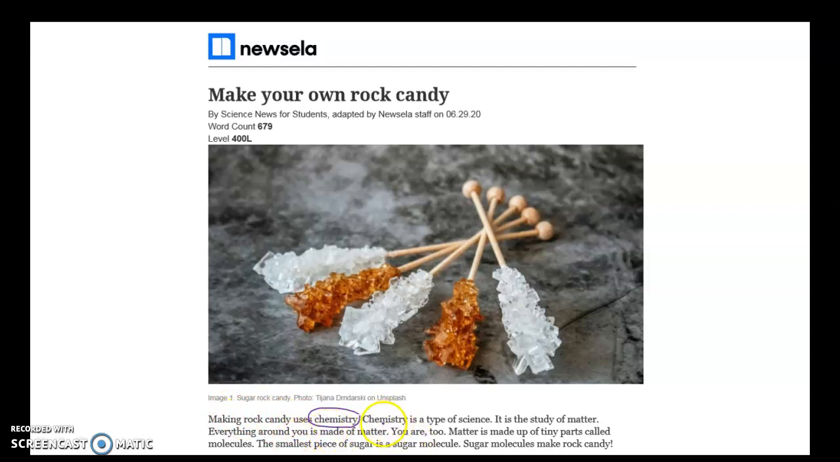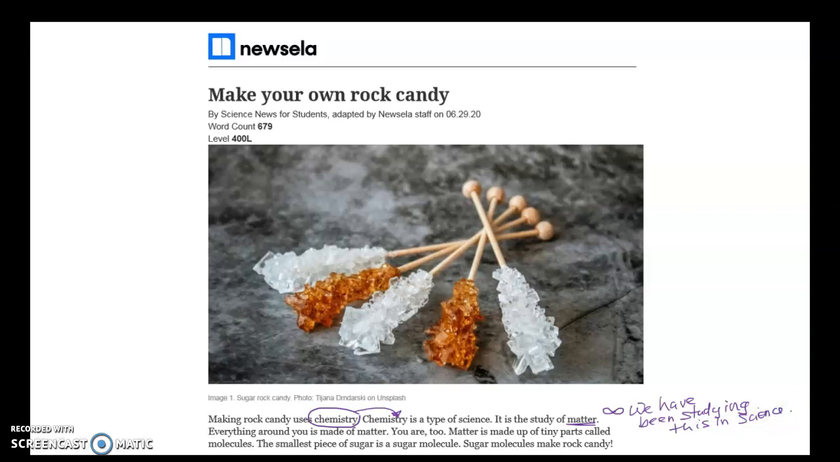Okay, so making rock candy uses chemistry. All right, let's look here. Chemistry is a type of science. Oh, well, look, I just answered that right there. It gave me the definition. It is the study of matter. Hey, we've been talking about matter in science. I could draw one of these symbols because I can make the connection here. We have been studying this in science. So I just made a connection to this.